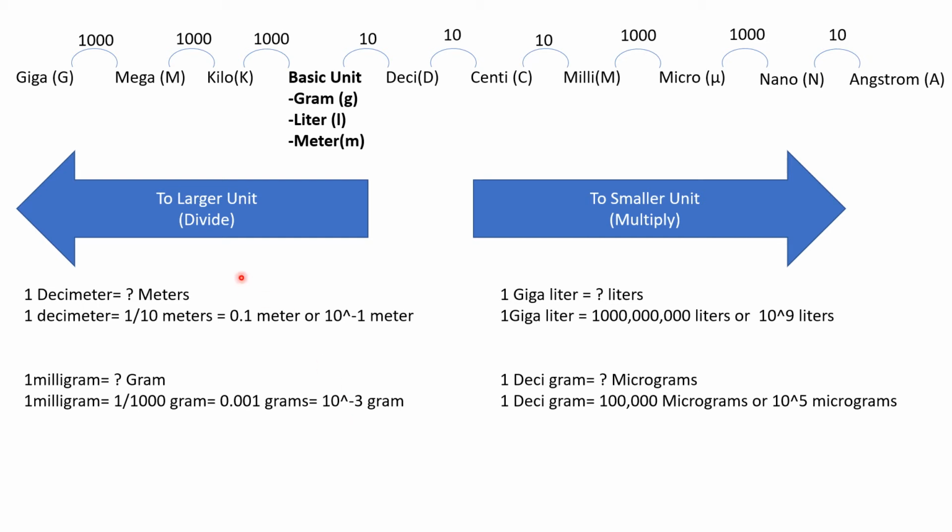So whenever you're going to a larger unit, you're going to be dividing, and you're going to notice that your answer is going to be smaller compared to what you started off with. Whenever you're going to a smaller unit, you are going to be multiplying, and your answer should be larger compared to what you've started off with.